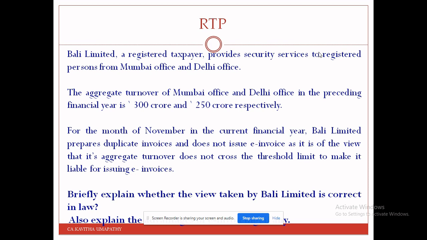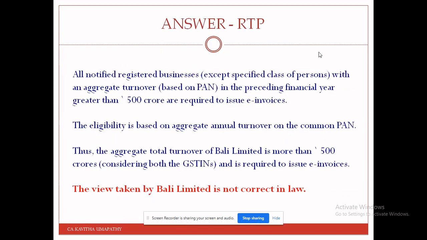As I told you, with effect from 1st October 2020 the threshold is 500 crores, but that aggregate turnover should be based on the PAN, not the GST registration. So the eligibility is based on the aggregate turnover on the common PAN. Here, if you consider the aggregate turnover based on PAN, both the Mumbai and Delhi offices are to be aggregated. If you add that, the turnover will be more than 500 crores, because 300 plus 250 is 550 crores. So it is mandatory for Bali Limited to issue e-invoice. The view taken by Bali Limited is not correct according to the provisions.